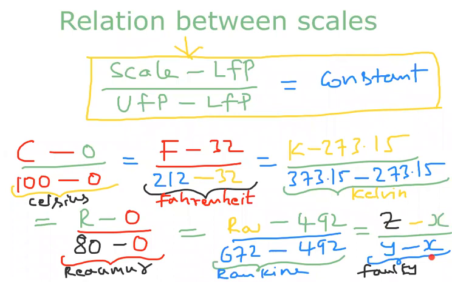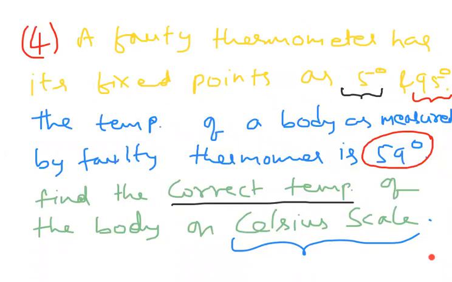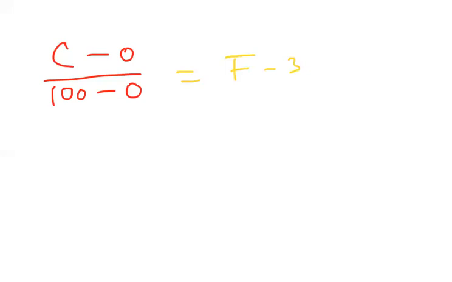Now let's go back. This faulty thermometer reading I am taking as Z. Let me write that formula here: C minus 0 by 100 minus 0 is equal to F minus 32. Sorry, not F, it's a faulty thermometer. Again, we must not write F; for the faulty thermometer my formula is Z minus X by Y minus X.